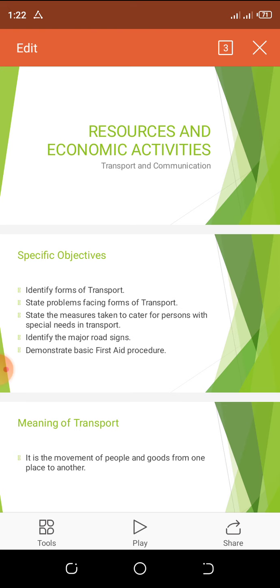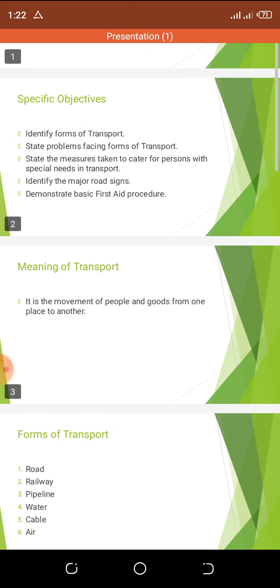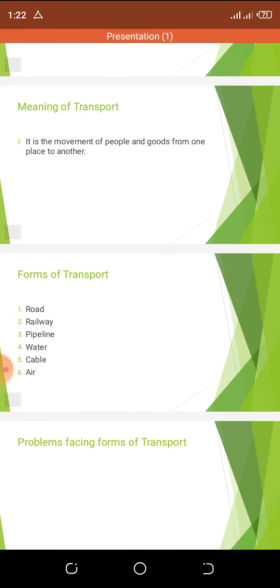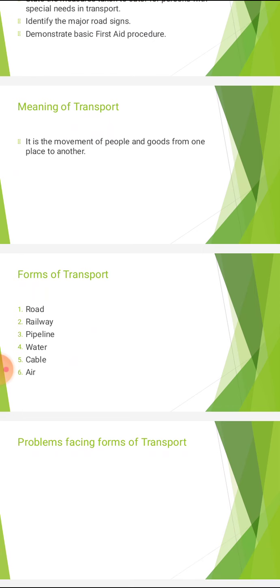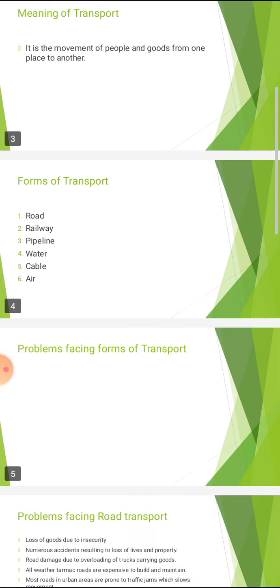Meaning of transport: it is the movement of people and goods from one place to another. Forms of transport: road, railway, pipeline, water, cable, air. Problems facing forms of transport.